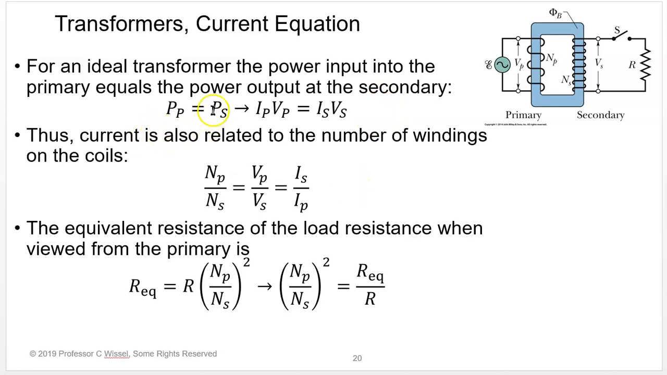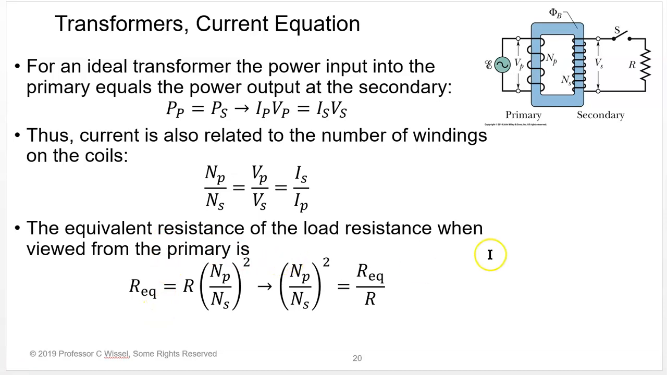So the power in the primary equals the power in the secondary. And we're only going to consider pure resistances. We're not worrying about power factors here. So Ip Vp equals Is Vs. Thus, the current is also related to the number of windings in the coil. So Np over Ns equals Vp over Vs. That's the transformer equation, and that has to equal Is over Ip. Now, notice, this is not a typo. Vp over Vs equals Is over Ip. That's because of this: for a step-up transformer where Vs is greater than Vp, that means that Is is less than Ip because this relationship has to hold, because energy is not created in a transformer, it's only transformed.